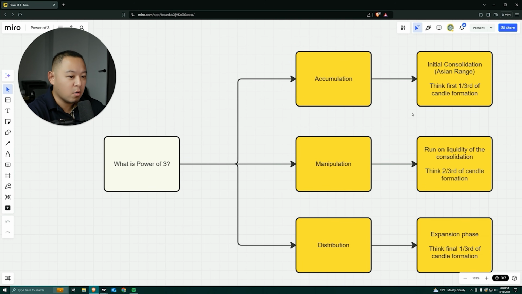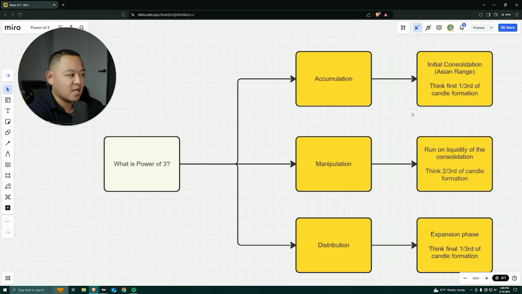Now you can split it up into quarters if you want with quarterly theory, but when we're talking about the initial accumulation, when that next candle opens up, most of the time it's going to put a range in or it's going to be very sideways. So when we're thinking about a daily candle, right, the daily candle will close at 5 p.m. and reopen at 6 or 7. And then that accumulation phase is going to be our Asian range session.